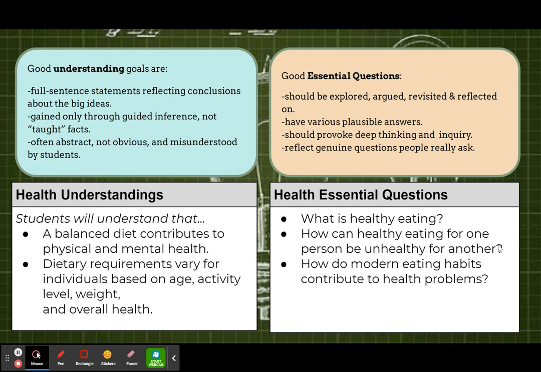This idea of how can healthy eating for one person be unhealthy for another really guides our inquiry and helps students draw the conclusion that dietary requirements vary for people based upon their individual contexts. And also this, how do modern eating habits contribute to health problems? I mean, that could have various plausible answers that could be continually revisited over the course of the unit, and people might really genuinely be asking that question.